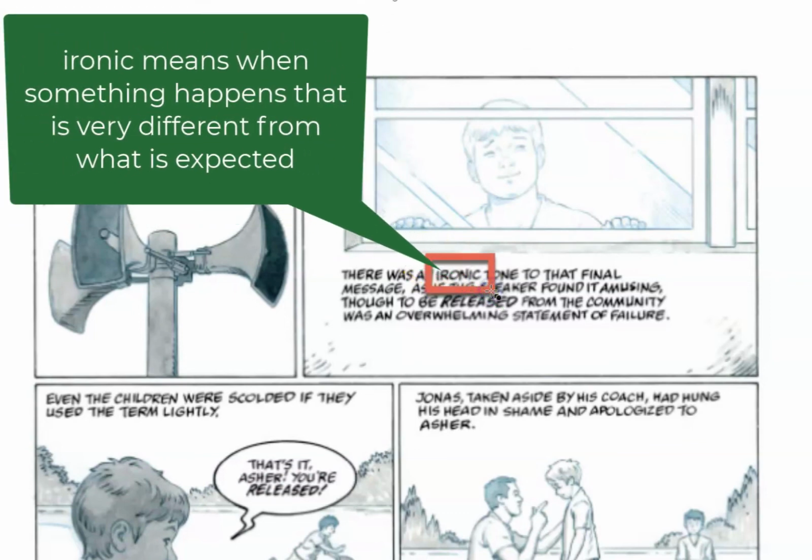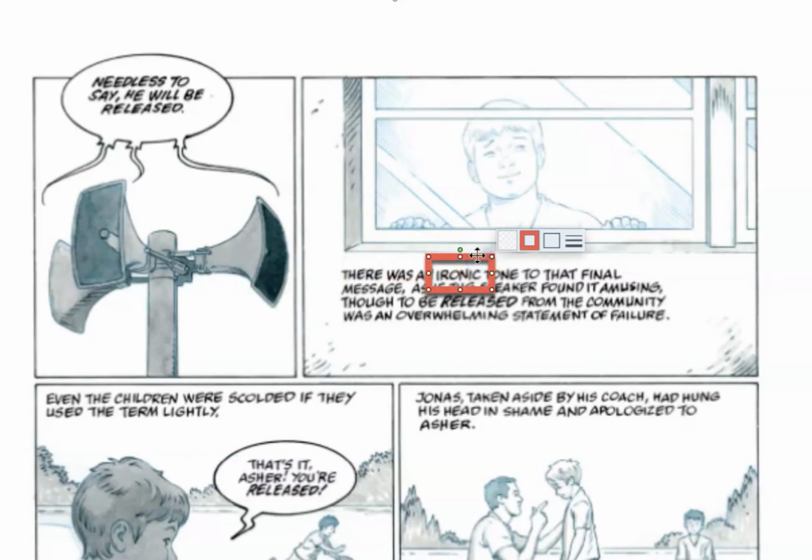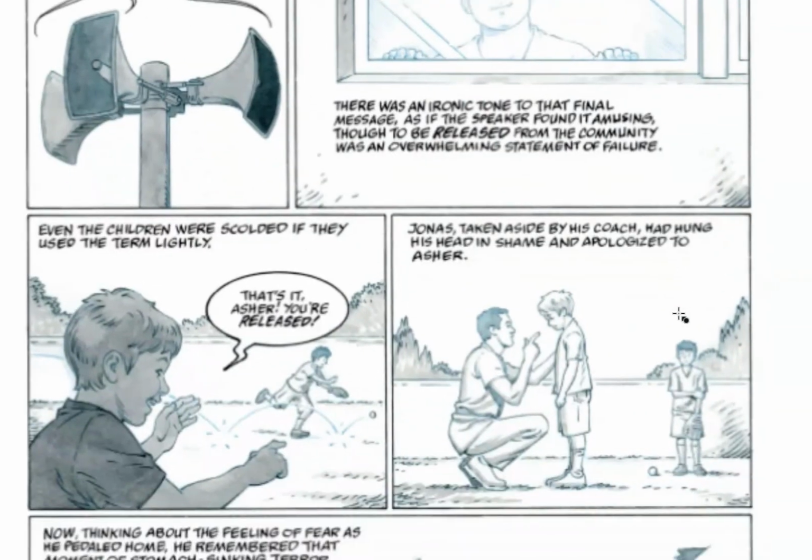Okay, so first of all, we get the word ironic, which means when something happens that is different from what is expected. So in this case, something serious was said in an amusing way. And we get a little bit more clue about what being released means, because he says to be released from the community is an overwhelming statement of failure. So it's something that happens maybe when you've done something wrong and you're released from the community. So it's kind of like being exiled in some way.